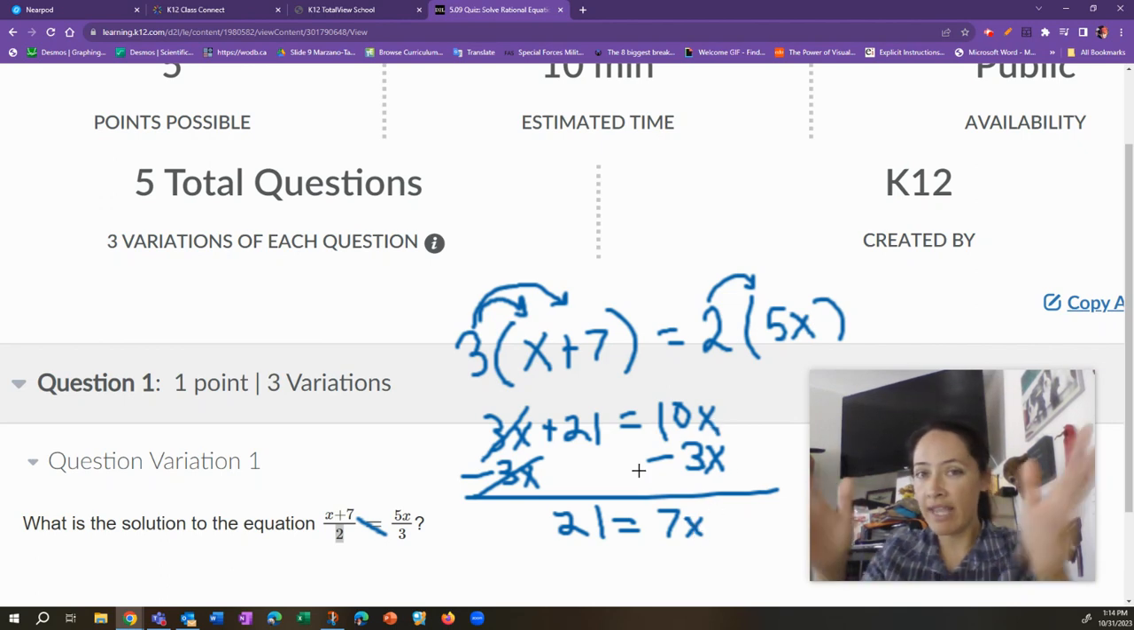The x's don't cancel all the way because you have 10 of them and you're only taking away 3, so you have 7 x's left. Over here, they canceled all the way because you had 3 x's and you took away all 3 x's. So then it's a 0. We just don't write the 0.